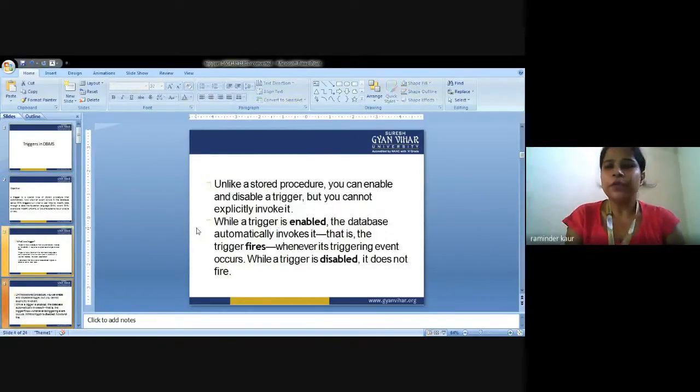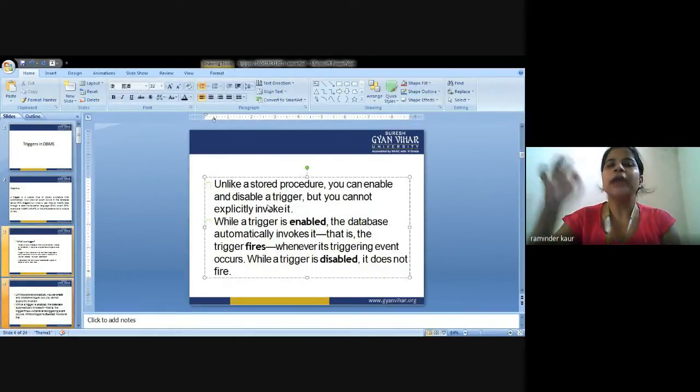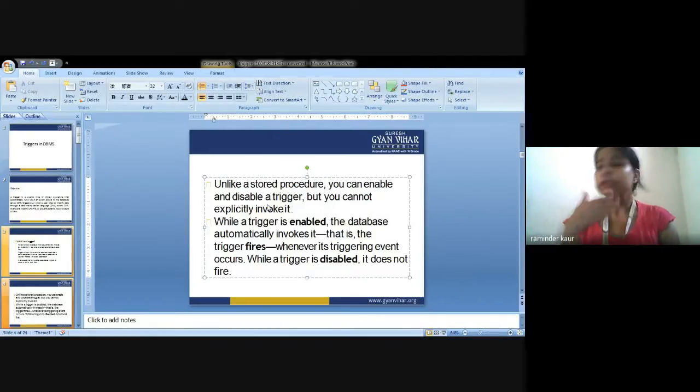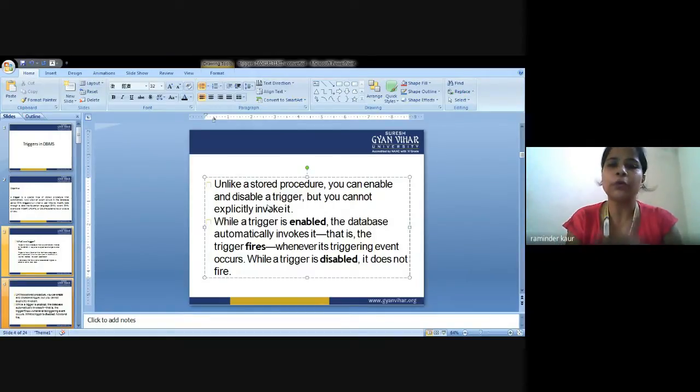Unlike a stored procedure, you can enable or disable a trigger. It means you can execute a trigger or you can stop a trigger, but you cannot invoke it explicitly. In addition, while a trigger is enabled, the database automatically invokes it. That is the trigger fire. Fire means it is going to execute, whenever its triggering event occurs. While a trigger is disabled, it does not execute. Obviously, disabled means it is not about to fire.